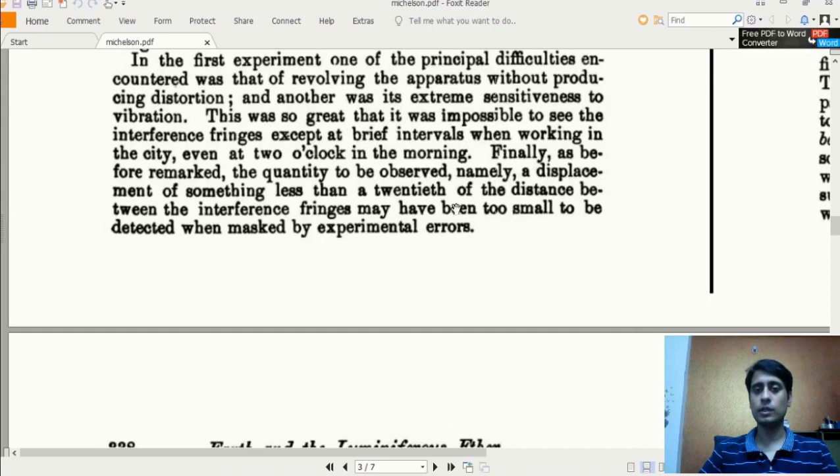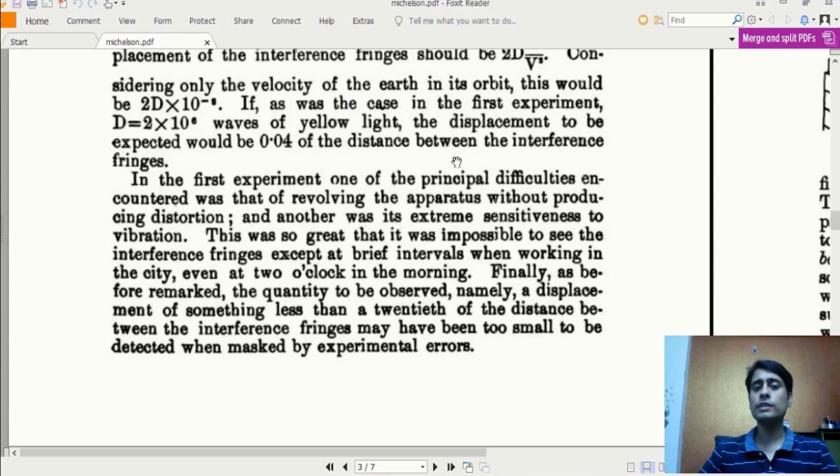Finally, as before remarked, the quantity to be observed, namely a displacement of something less than a 20th of the distance between the interference fringes, may have been too small to be detected when masked by experimental error. So the observation was the displacement of something which is 1/20th of the distance between the interference fringes. From the theory, it was said that the shift in the fringe must be around 0.04 of the distance between the interference fringes, but from the experiment they were observing 1/20 of the distance between interference fringes. So it was even very, very less.